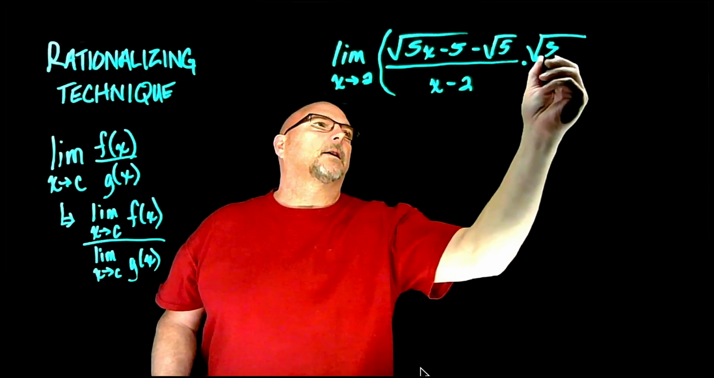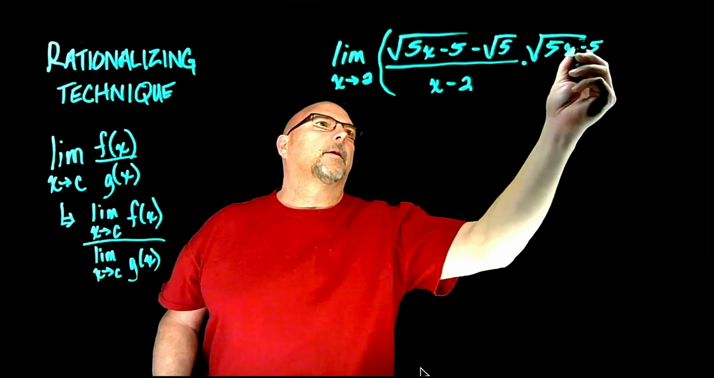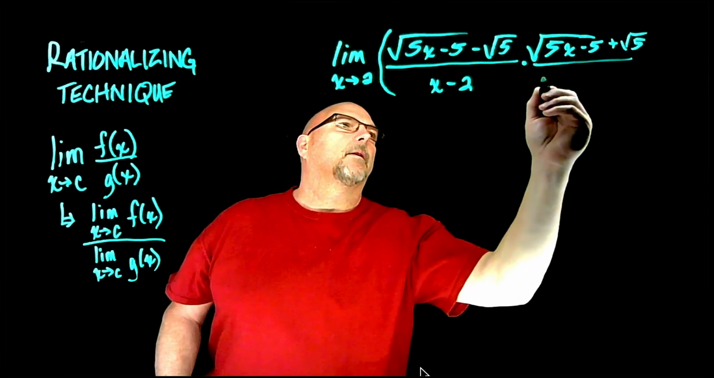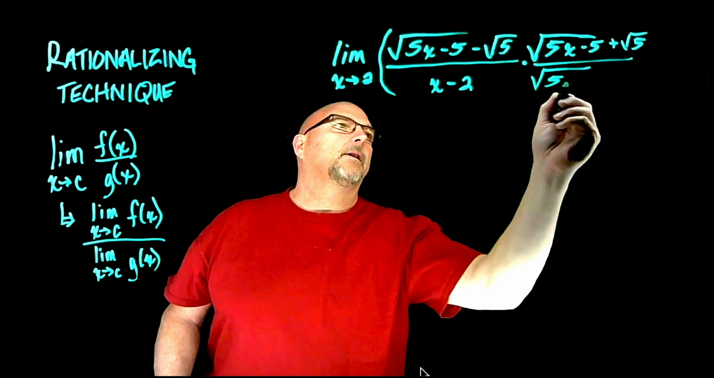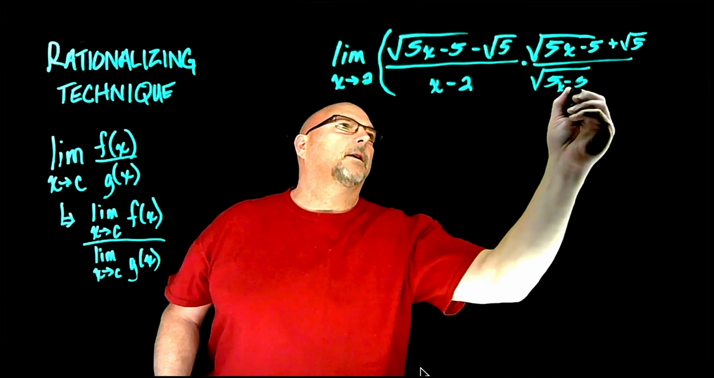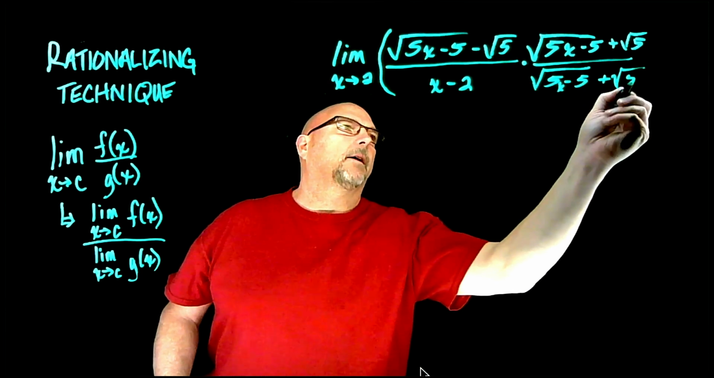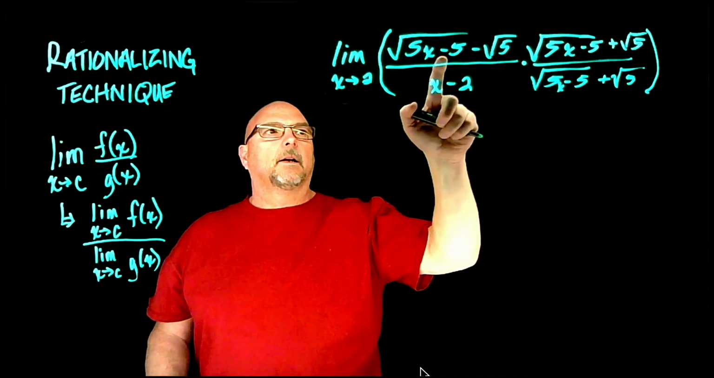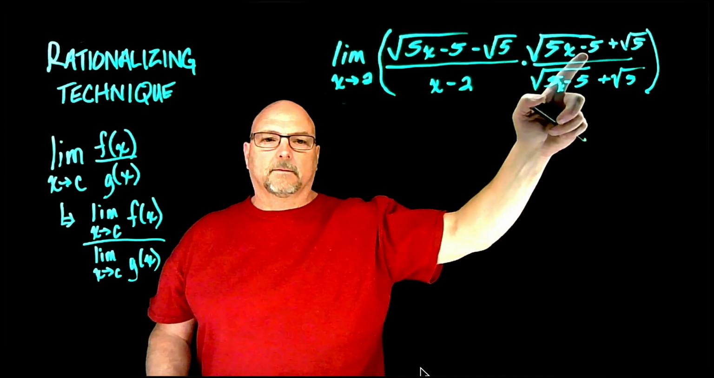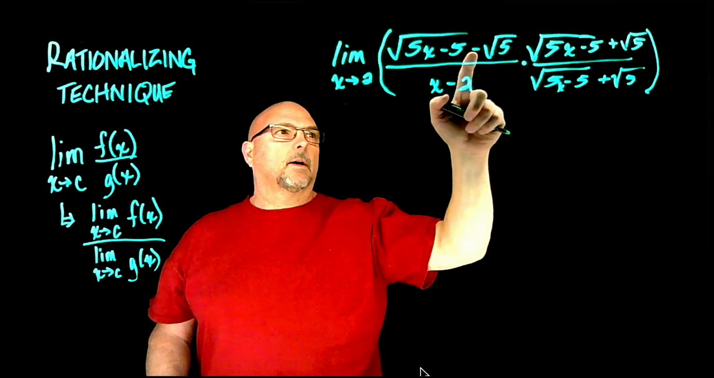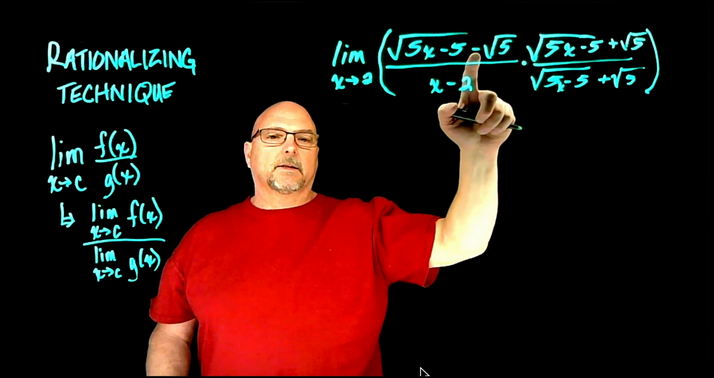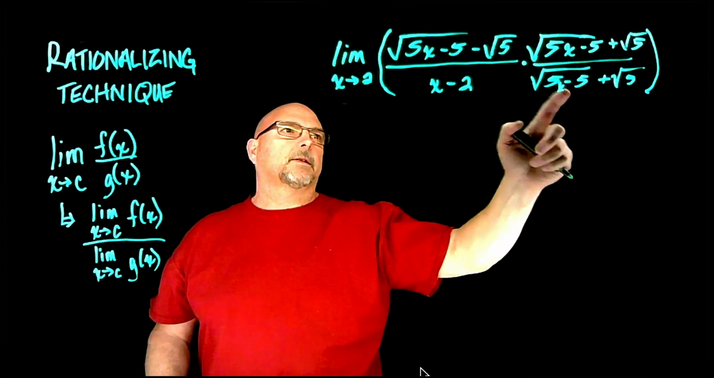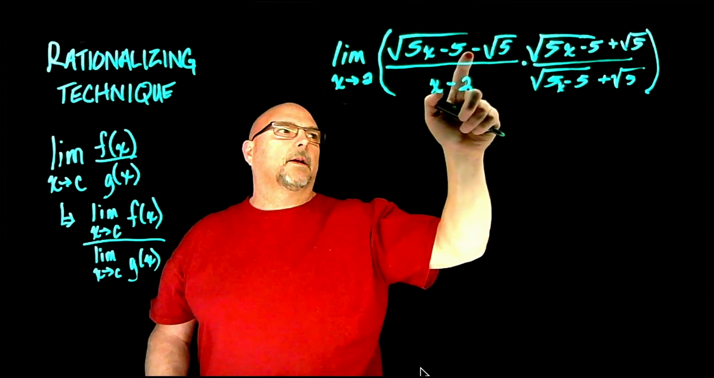I'd have 5x minus 5 plus root 5, all over radical 5x minus 5, get my x in there, plus square root of 5. So again, notice, common mistake: this minus does not change, right? What changes to make the complex conjugate is this sign. This sign goes from a minus to a plus. And the same thing down here. This sign stayed a minus. This is the one that went to a plus.